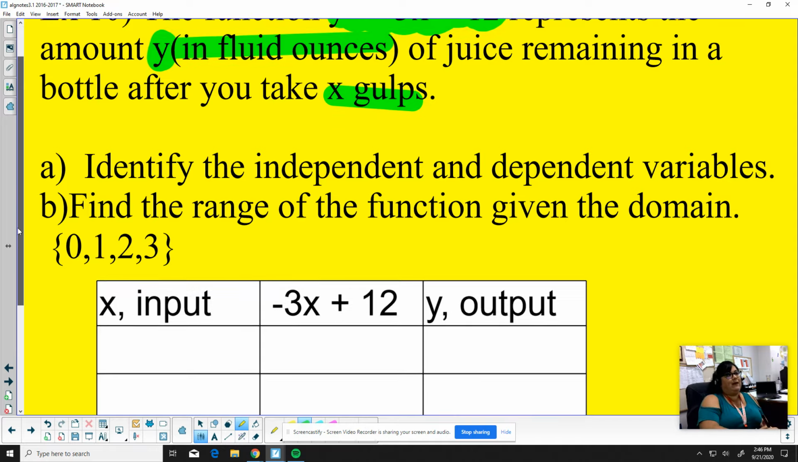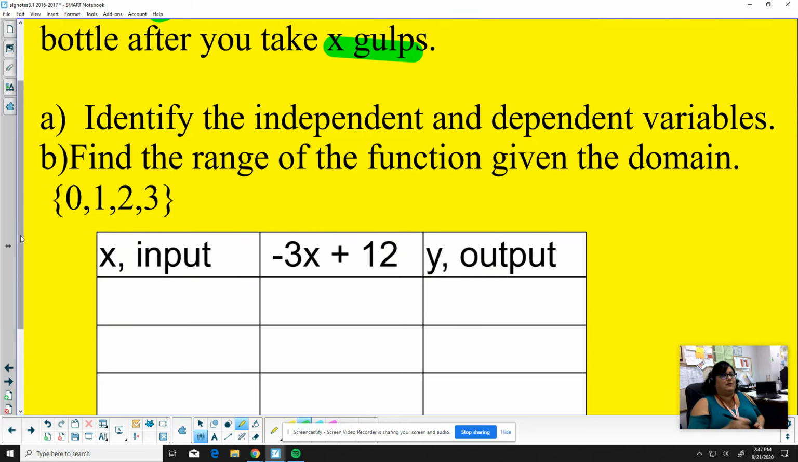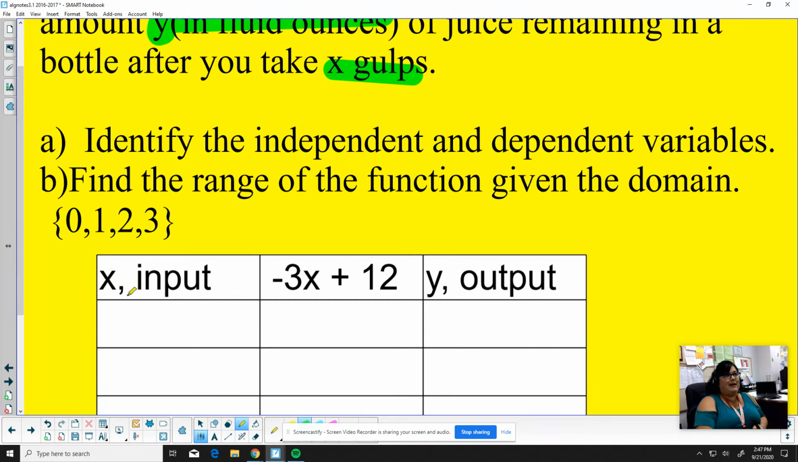Okay, so identify the independent and dependent variables. Well, we just did that. So X are my gulps, and I know that because it tells me in the X gulps. So this is gulps, which is my independent variable. And output is juice, amount of juice in fluid ounces. Amount of juice. And then it says identify, and that makes it my dependent. I'm going to abbreviate it. Identify the independent and dependent variables. We did that.